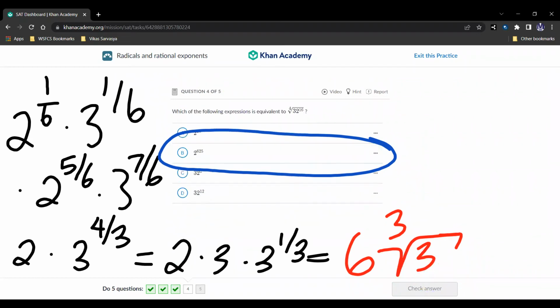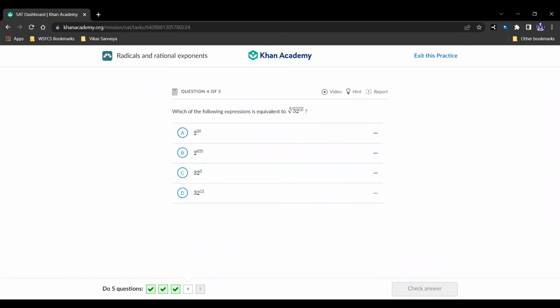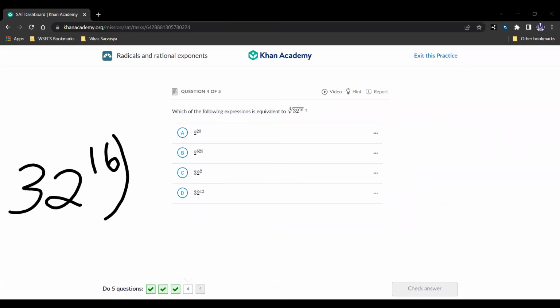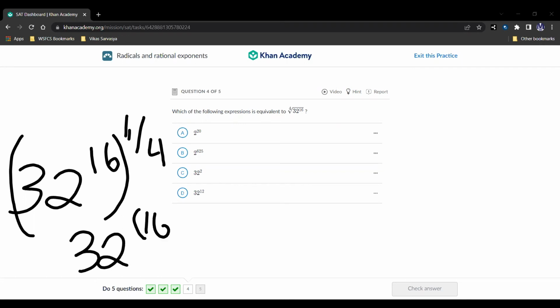All right, question number 4. Here it is. Which of the following expressions is equivalent to the fourth root of 32 to the 60? Well, remember the fourth root means to the 1/4 power, which is just 32 to the 15th power.